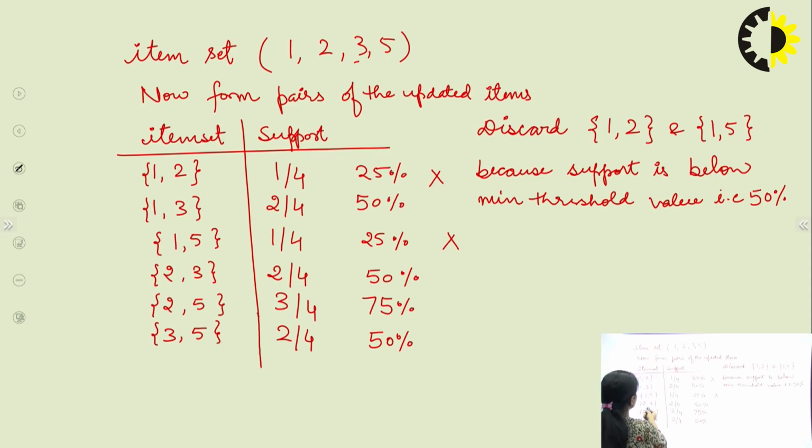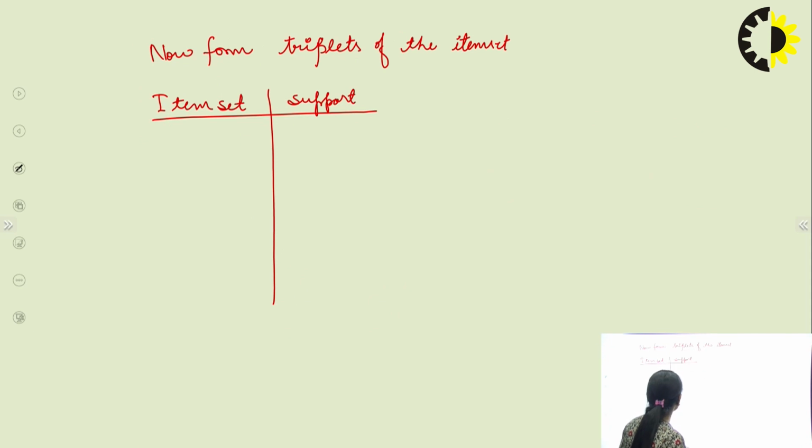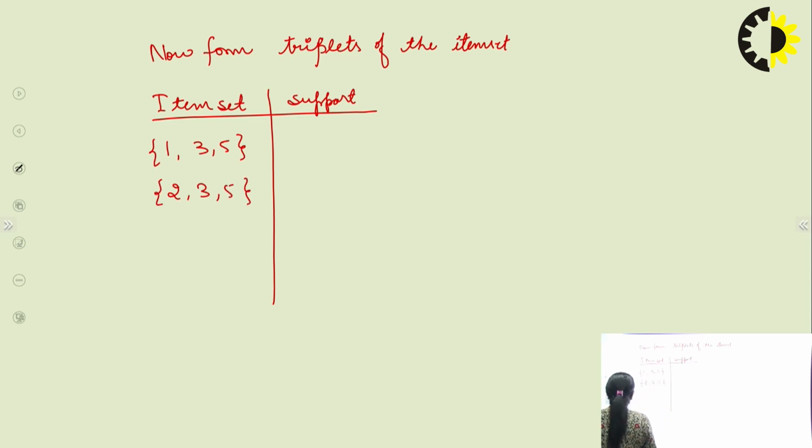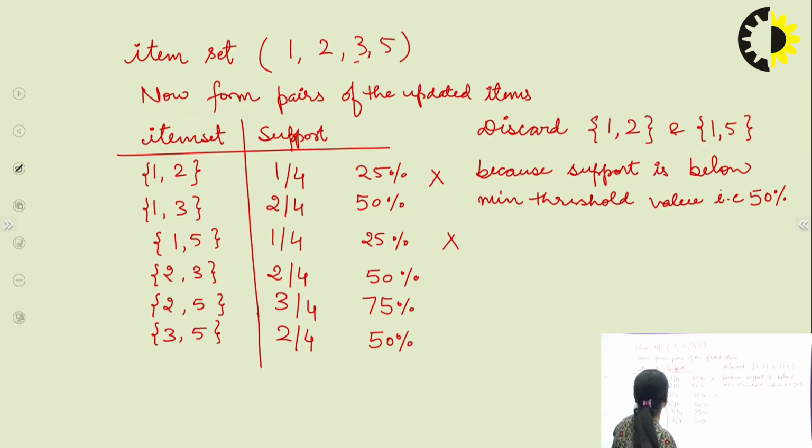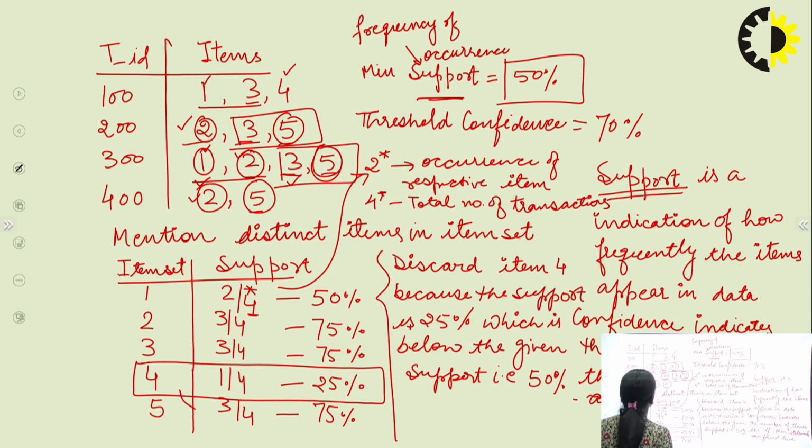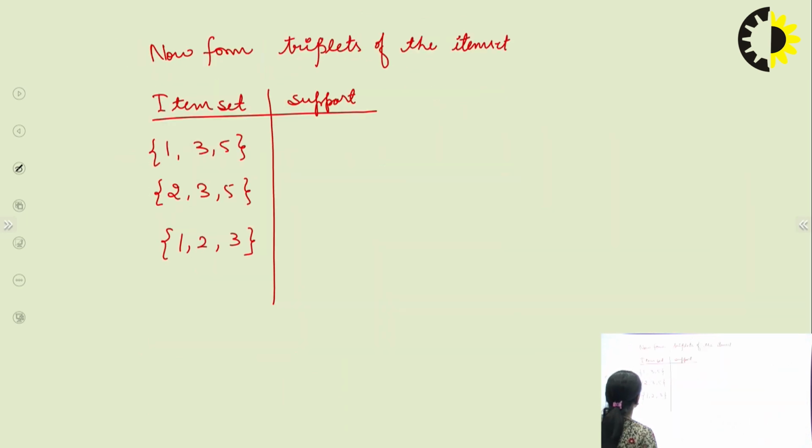From here we can see these are the 1, 3, 2, 3, 2, 5, 3, 5. These are the item sets. Now we need to form the triplets. So we will be taking 1, 3, 5, then 2, 3, 5, and 1, 2, 3. Again, we will be checking how many times these 3 items were purchased together. First one is 135. So we can see here 135 in the transaction 3, that is only one time. 1 out of 4 transactions.